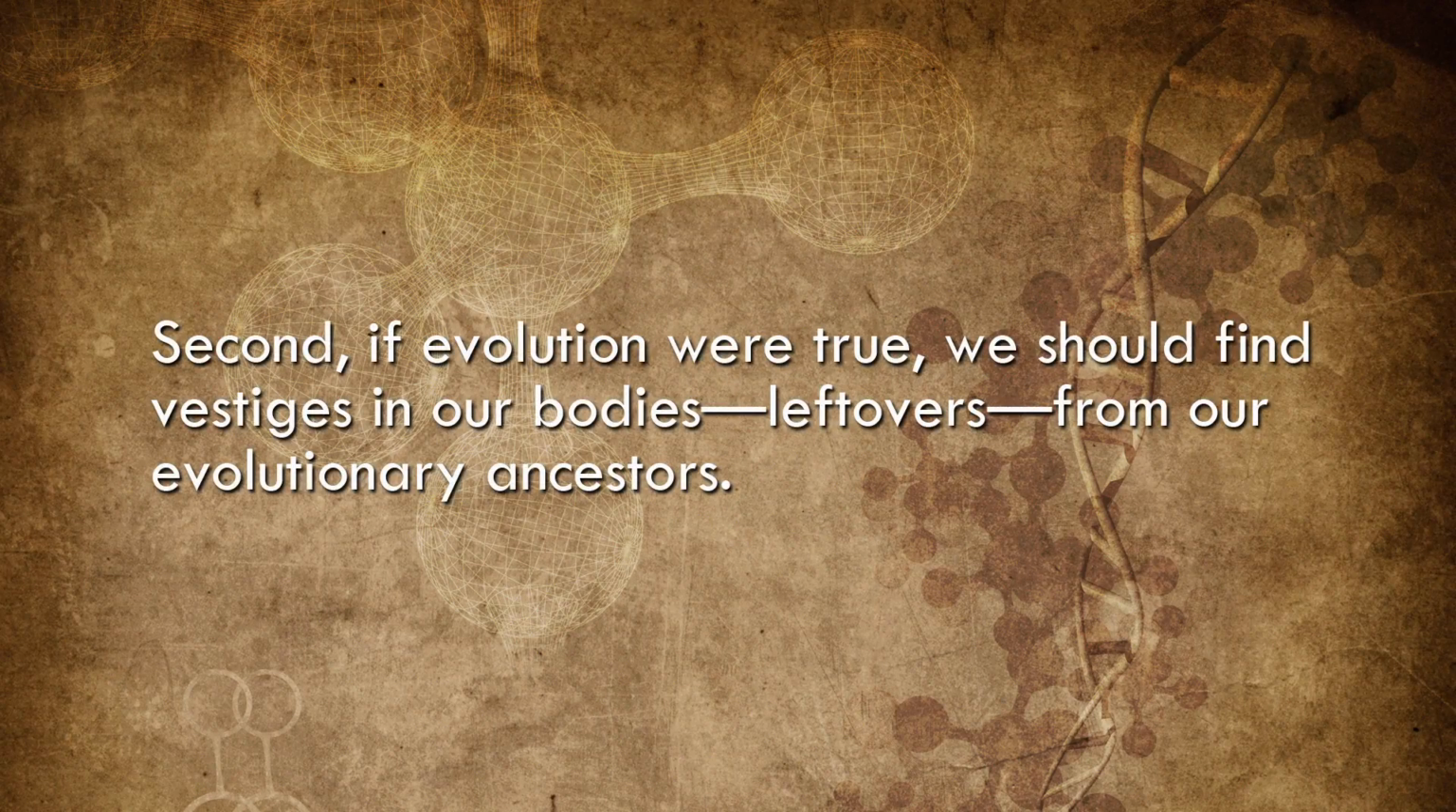Second, if evolution were true, we should find vestiges in our bodies, leftovers from our evolutionary ancestors: organs that our ancestors had and used, but which we no longer need, but still have left over in our bodies and genetic code. Evolutionists have historically admitted that such vestiges should be present, and they call such organs vestigial organs, vestiges of our evolutionary ancestry.